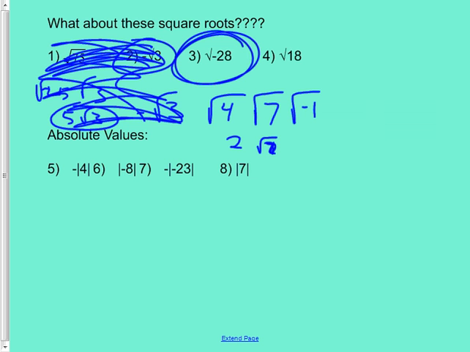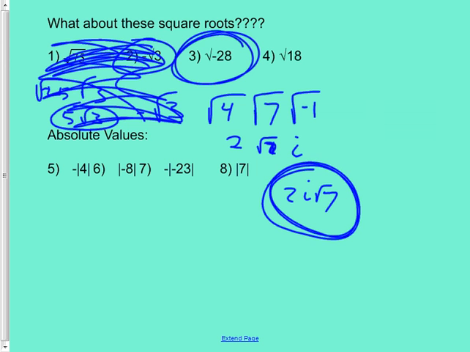And i. But we don't leave it like that. We put all the stuff in front of the root. So it's 2i root 7. Raise your hand if you had that one right. That's 3/4 of the class anyway.